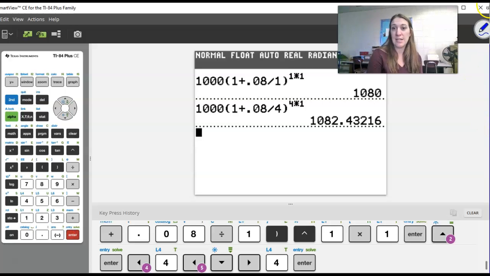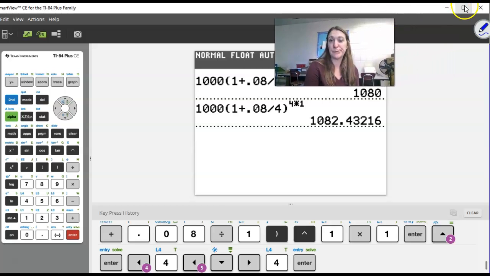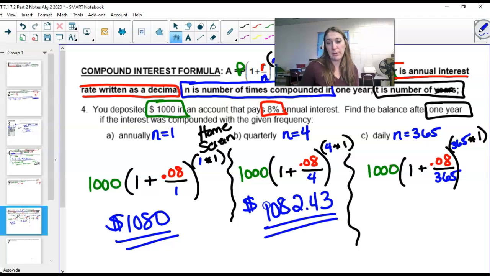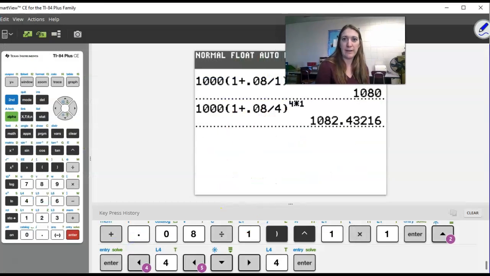All right, $1,082.43 totally. So not really that much more money. And maybe you weren't impressed because you're like, well, yeah, it was only 4 times as opposed to 1 time. But 365 times, that's got to be better, right? And it'll be better.